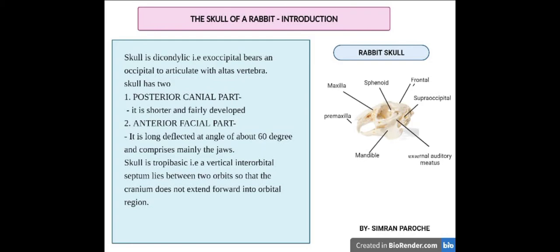Third, jugal. Jugal is a compressed bone which forms the middle part of the zygomatic arch. Fourth, pterygoid. Pterygoid is a thin bone situated behind the palatine. Now the last one, squamosal. Squamosal lies on the lateral side of the cranium. It gives off zygomatic and post-tympanic processes. That's all about the skull of rabbit.